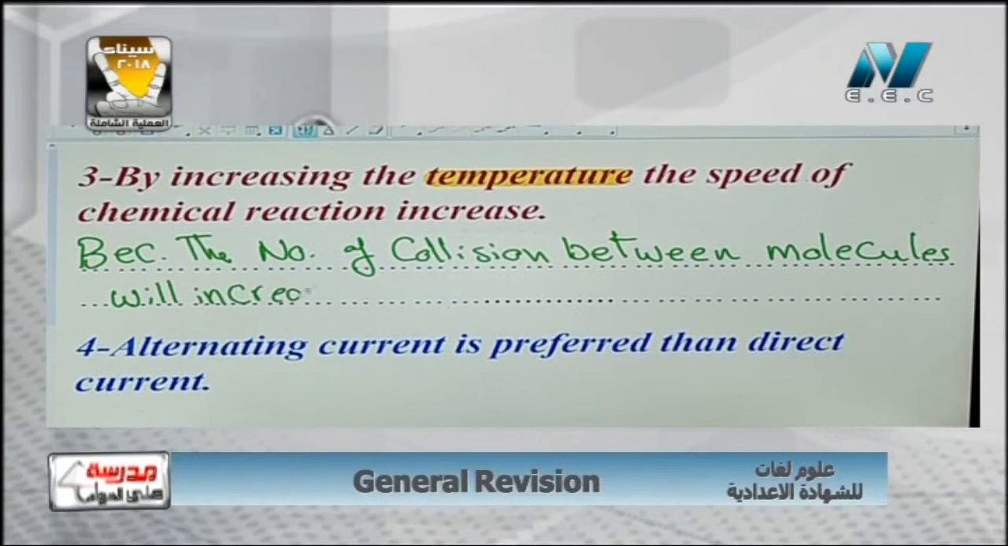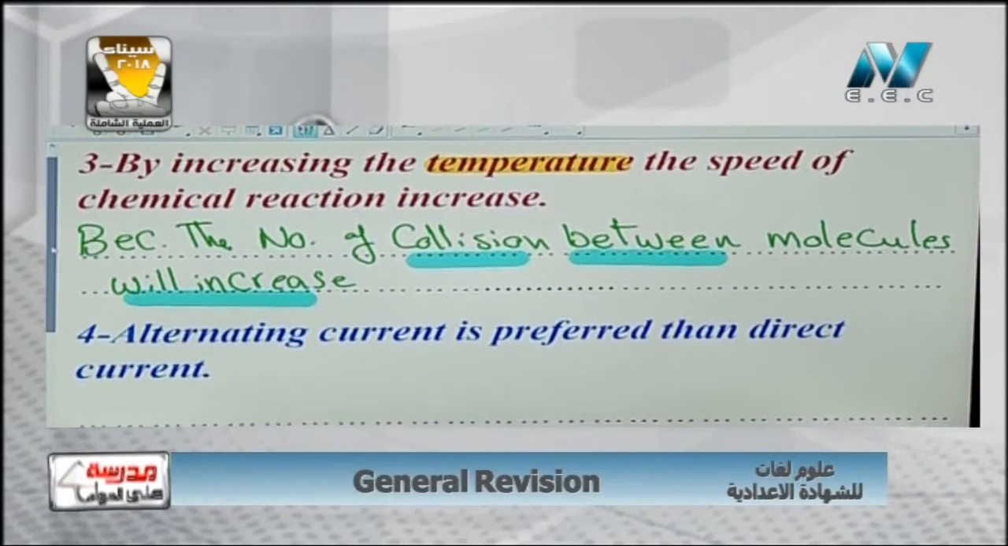So if we have temperature or concentration or surface area, give reason for ليه increase the speed of chemical reaction. اقول له طبعا because the number of collisions between molecules will increase. يبقى يلا نجاوبها مع بعض. اقول له because هنا because the number of collisions between molecules will increase. يبقى نخلي بالنا مع بعض, by increasing temperature the collisions between molecules will increase.